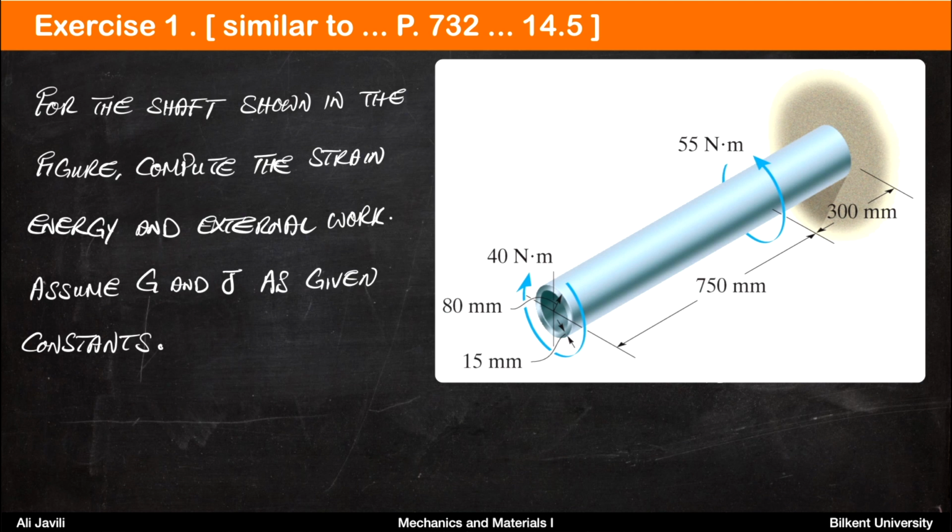So we have a shaft here. It's fixed in the wall, let's say at point C. We may call this point B and this point A, with the given dimensions. And you have the external torques 40 and 55. Assuming that G and J are given and constant throughout the shaft, you are asked to calculate the internal energy and external energy.